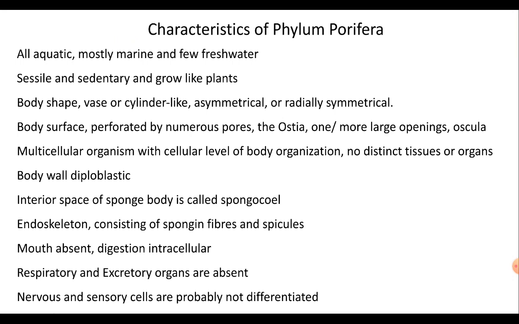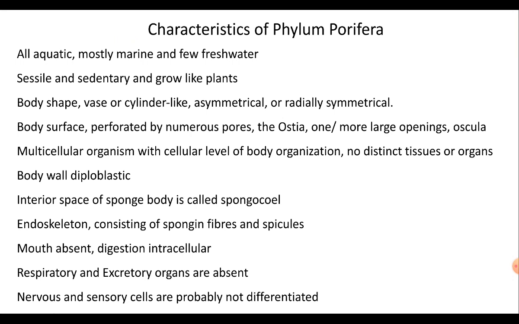The characteristic features of phylum Porifera. Poriferans are exclusively aquatic forms where the majority of them are found living in marine waters except one family called Spongillidae which lives in fresh water. They are sessile and sedentary forms and they grow like plants. The body shape is vase-like or cylinder-like, showing asymmetrical or radially symmetrical body structure.